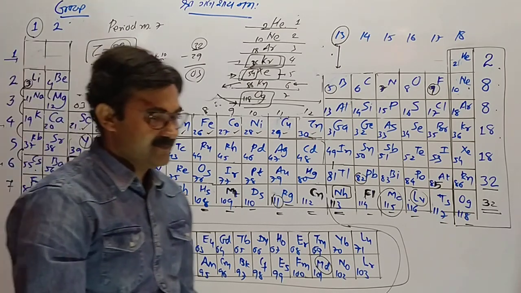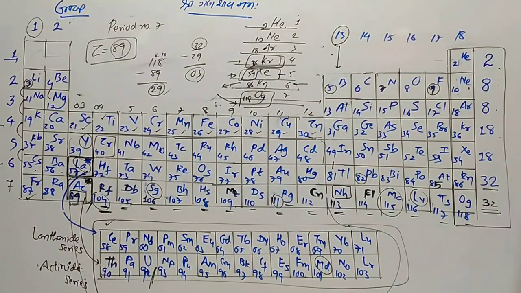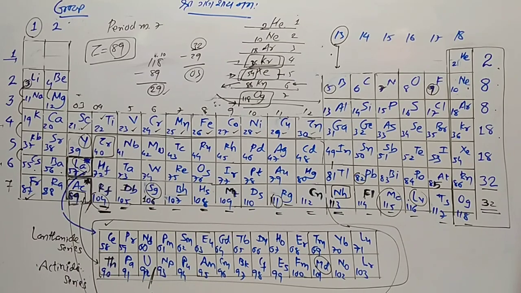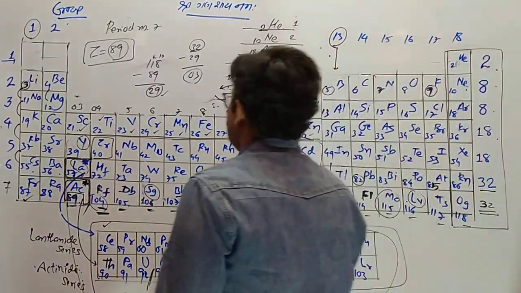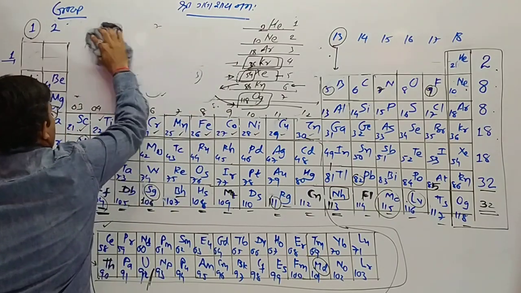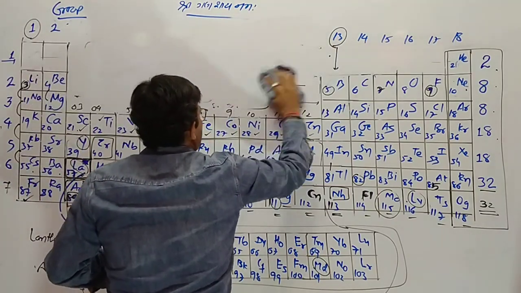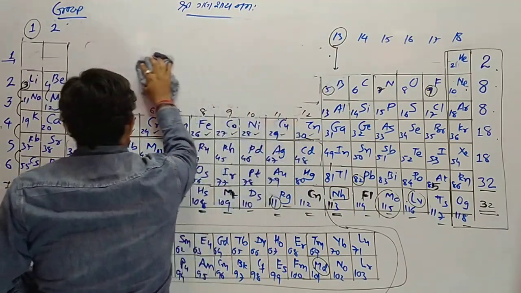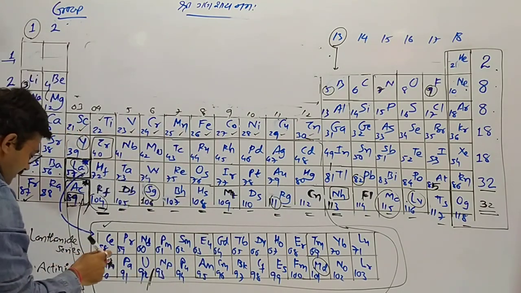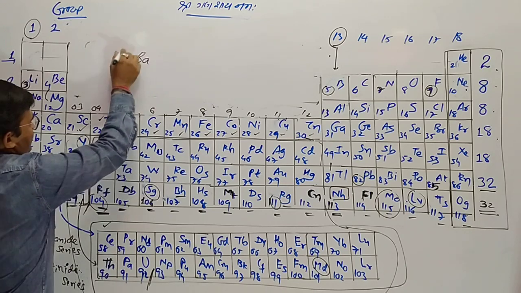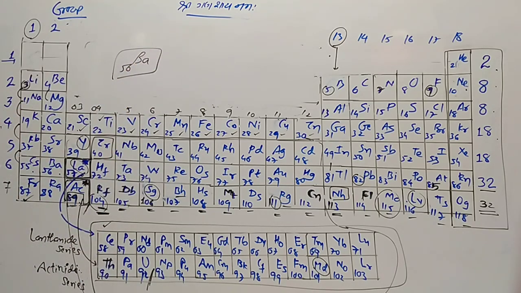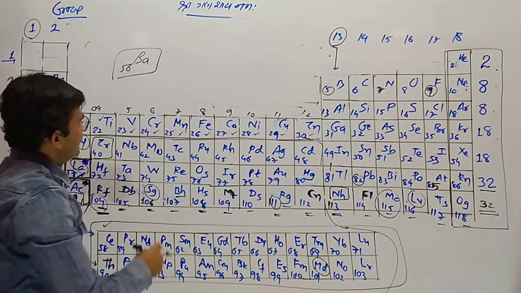Understood? I hope everybody understood that. Now last one, barium 56. We have to decide the place of barium.